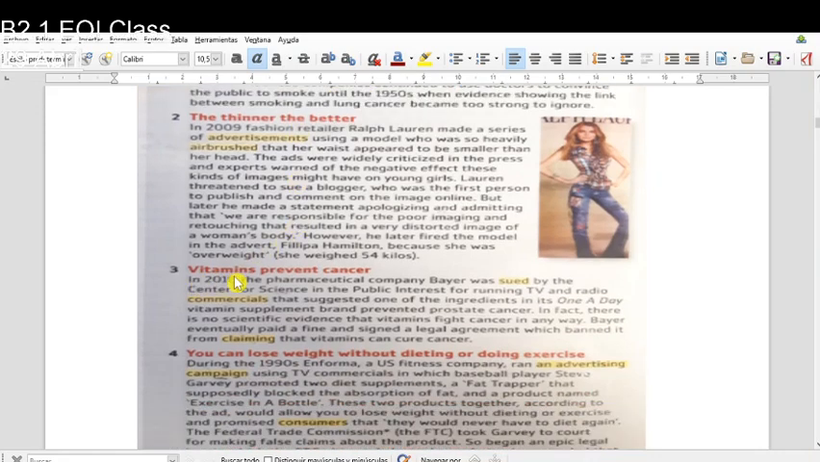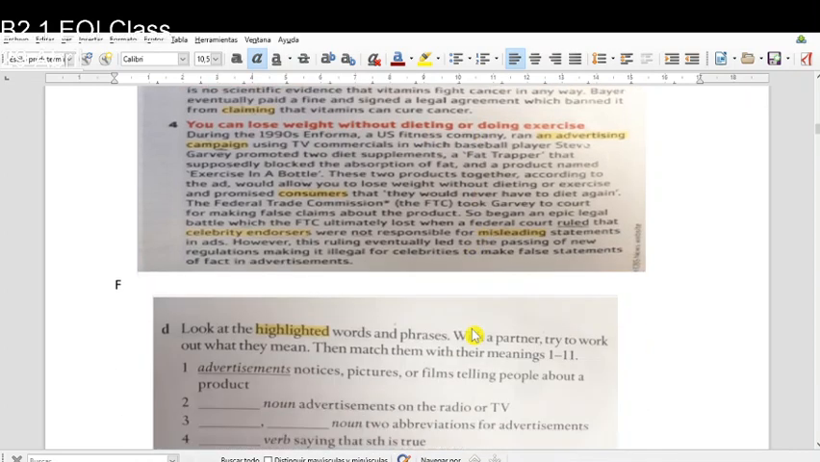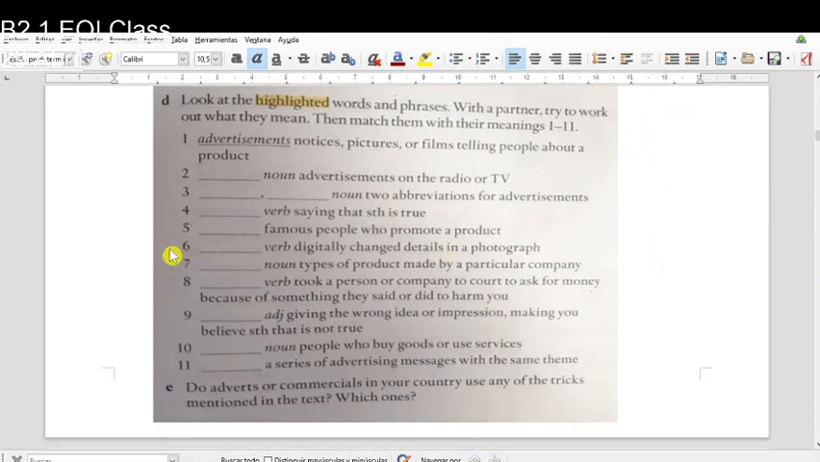3, vitamins prevent cancer. Oh my god. And 4, you can lose weight without dieting or doing exercise. Oh my god, tell me how can you do that? And the second exercise we have to do is, here you have highlighted words. And you have to match the highlighted words or phrases with these definitions or meaning.